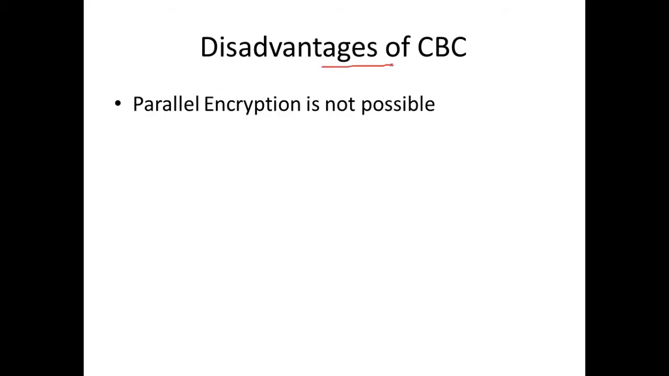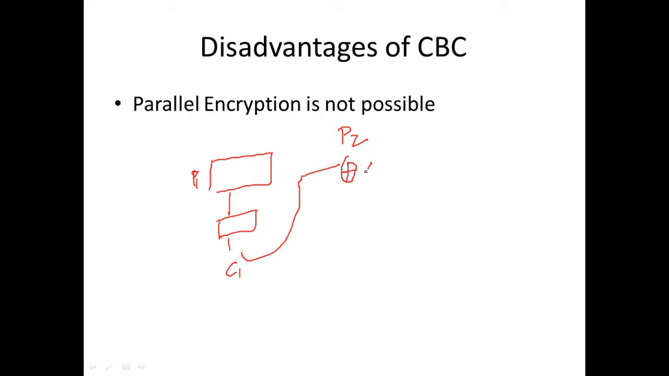What are the disadvantages of CBC? Parallel encryption is not possible. Say, if you have plain text P1, we encrypt that using a strategy to C1, right? Whereas we cannot go and encrypt P2 unless we get C1, because we are going to use C1, perform an XOR, and feed it to the encryption strategy. So the problem here is we cannot go ahead and encrypt P2 unless we have finished encrypting P1. So there is a wait on encryption here. So that is the disadvantage of CBC.